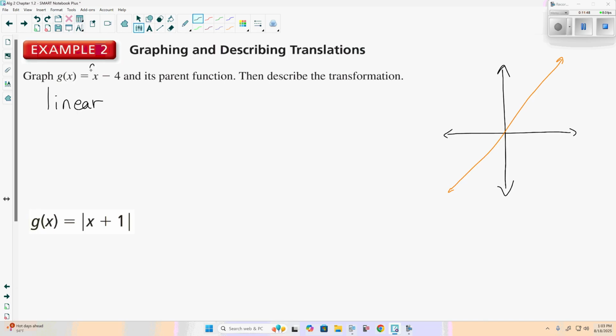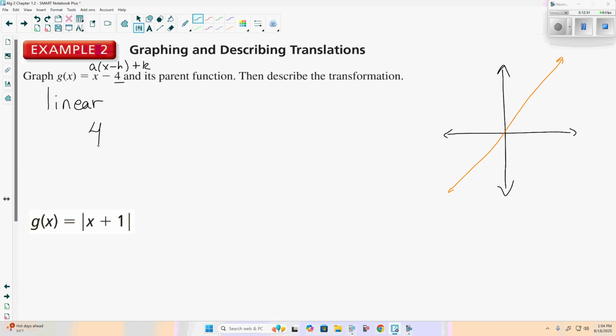And in the general form, a times x minus h plus k. Do we have parentheses at all in this here for x minus 4? No, there's no parentheses specifically written, so we don't have an h. That means it's not moving left or right. But that 4 is taking the place of k, yes? What does k tell us? Where is it moving? K is up or down. How far is it moving up or down? 4.